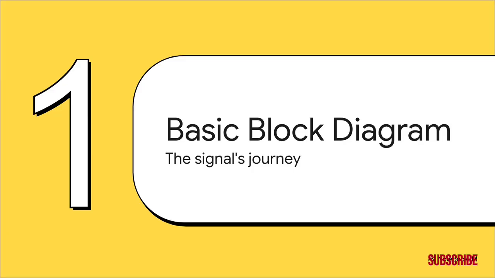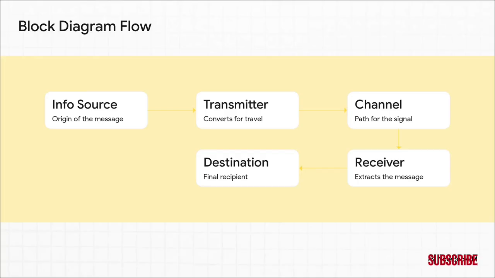All right, Section 1, the basic block diagram, the signal's journey. This 5-step flow is a classic guaranteed exam question. It maps out the exact path every single piece of electronic information takes from its starting point all the way to the finish line. Let's break it down step by step.